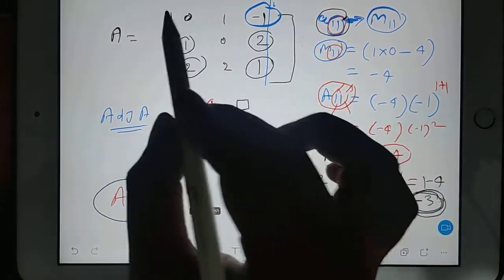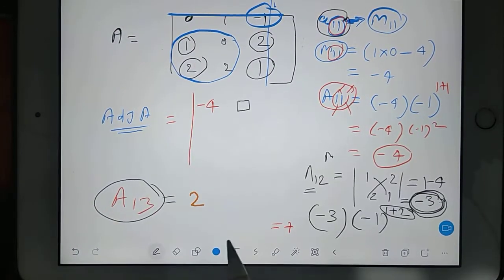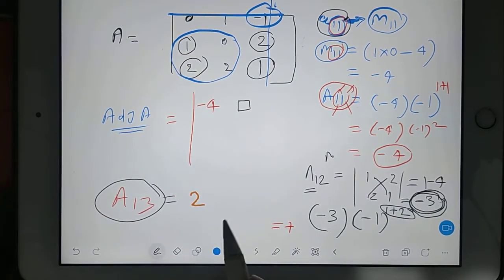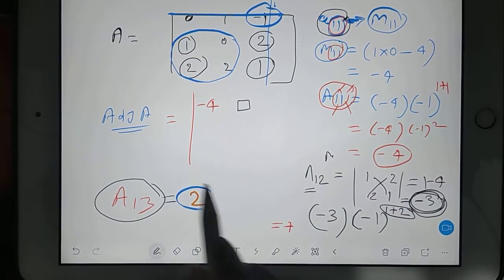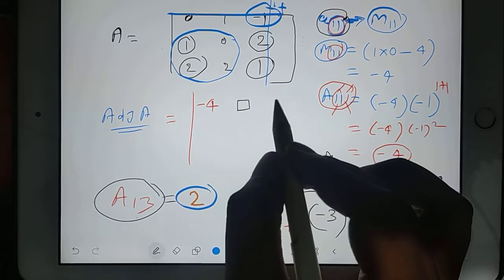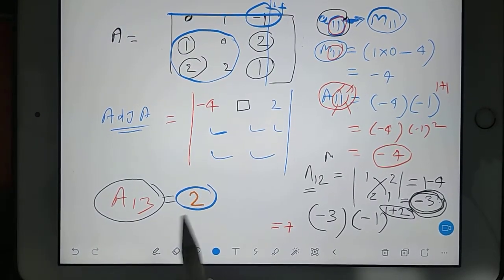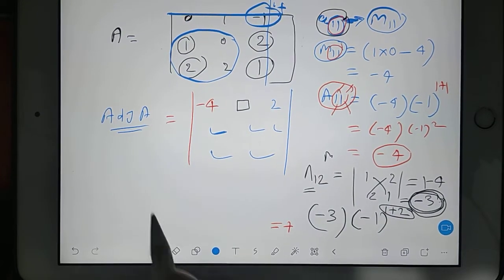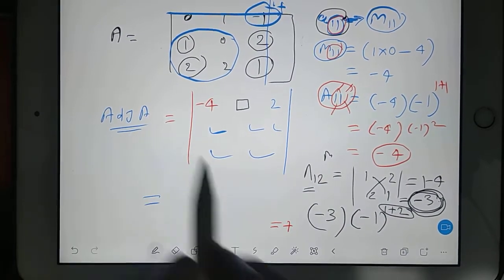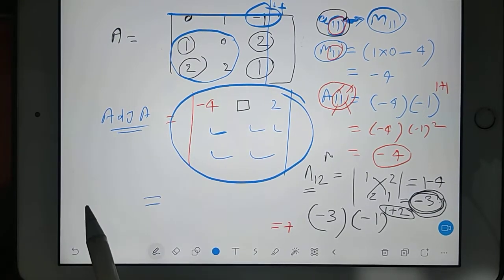So I will leave this here. I'll be remaining with this part. So 2. Okay, very good. 2 I'm getting. So I should use plus sign or minus sign? Plus sign, guys, because here location plus. So I'll replace here 2. Now in same way, I'll be finding out all the elements. Okay. Now after finding out all the elements, you have to find out transpose of this guy.